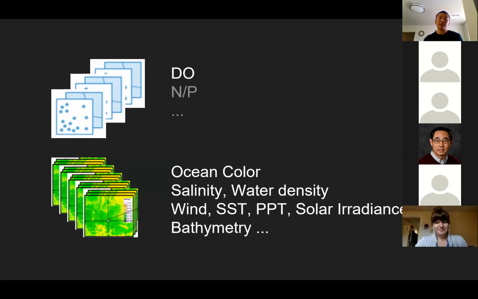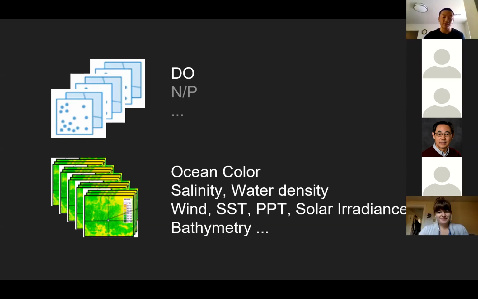And on the other hand, we have pretty good remote sensing data images. For example, MODIS has ocean color data at a daily level and across the globe. There are also several other data images available, for example, sea surface temperature, precipitation, and solar irradiance, and several others like water density, such kinds of maps.